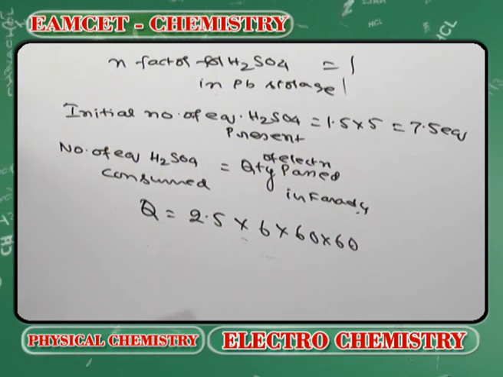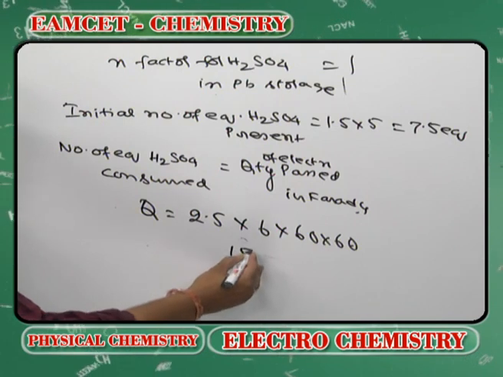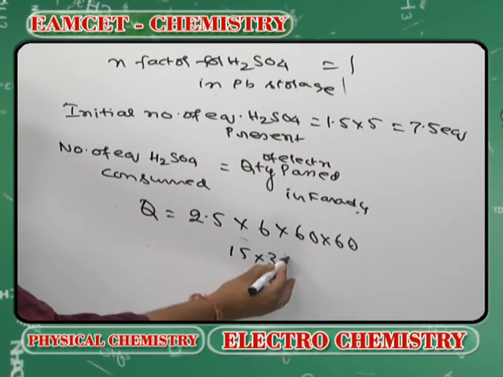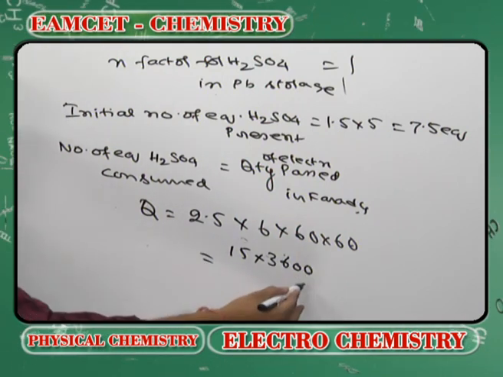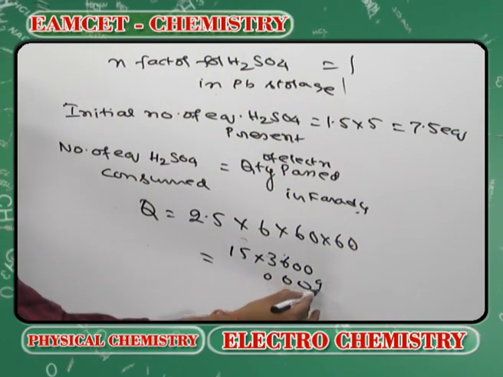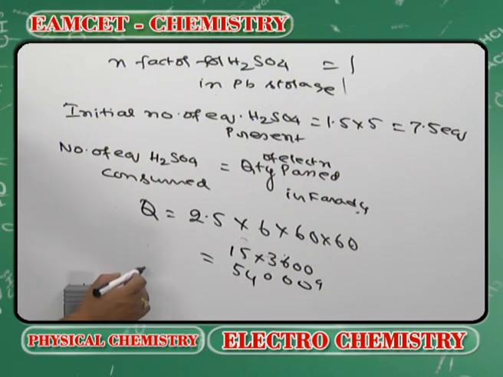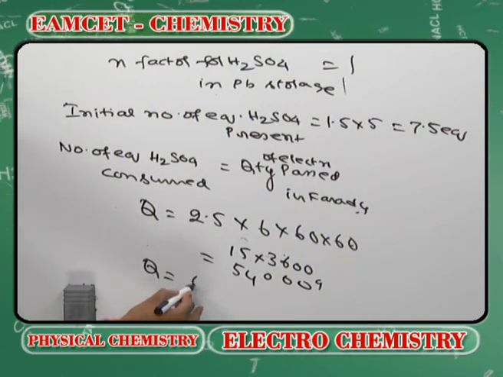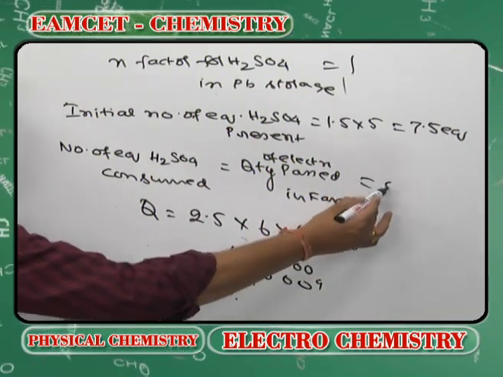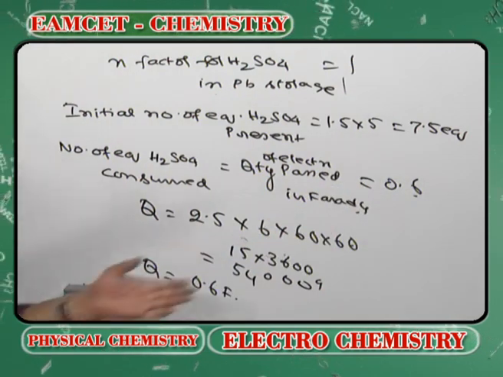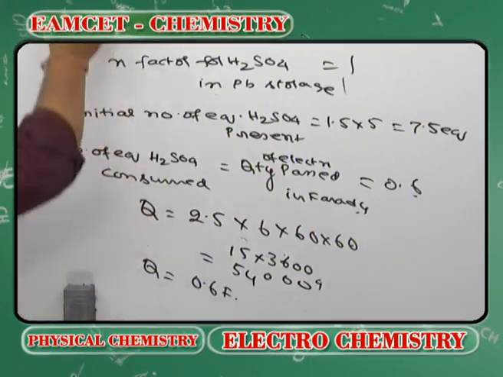approximately 0.6 Faradays. What is Q? 0.6 Faradays. So how many equivalents are consumed? 0.6 equivalents consumed.